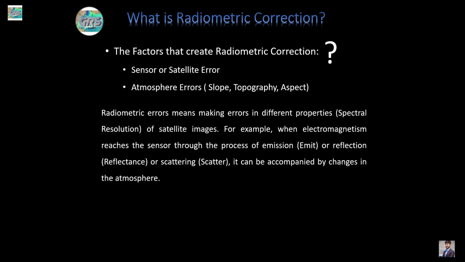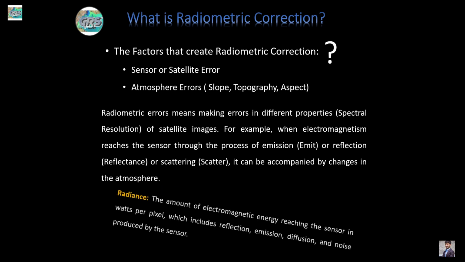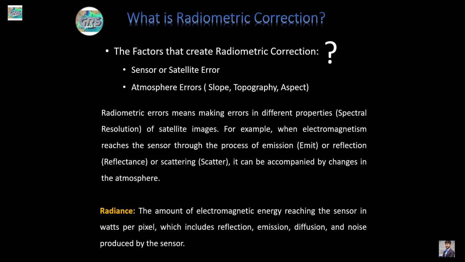And here I want to ask a question. What is radiance? Pause the video and think about the question. Radiance is the amount of electromagnetic energy that reaches the sensor, in watts per pixel. This electromagnetic energy includes reflections, emissions, or scattering, and also noise produced by the sensor.